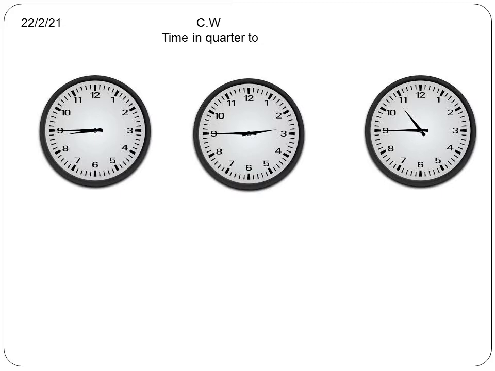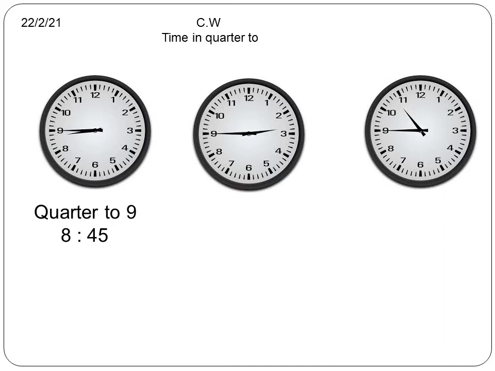First one, where is the long hand? Yeah, it is pointing towards 9. So it is 45 minutes. Where is the short hand? It is between 8 and 9. It has not yet reached 9. So the time is quarter to 9, 8:45.